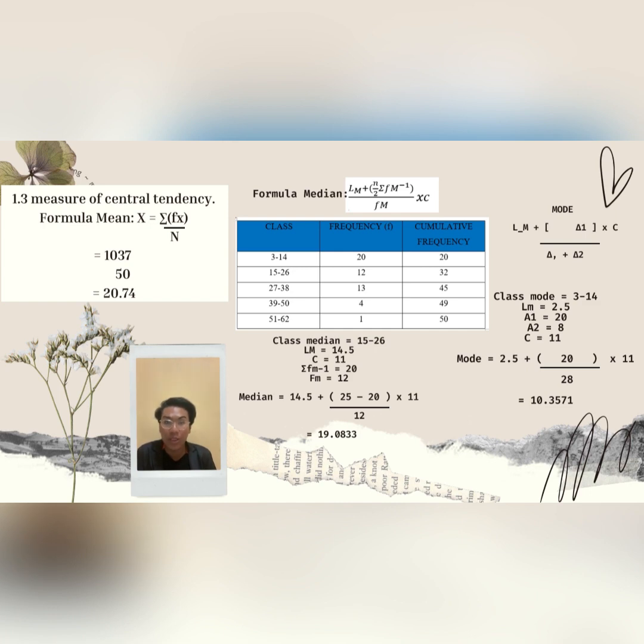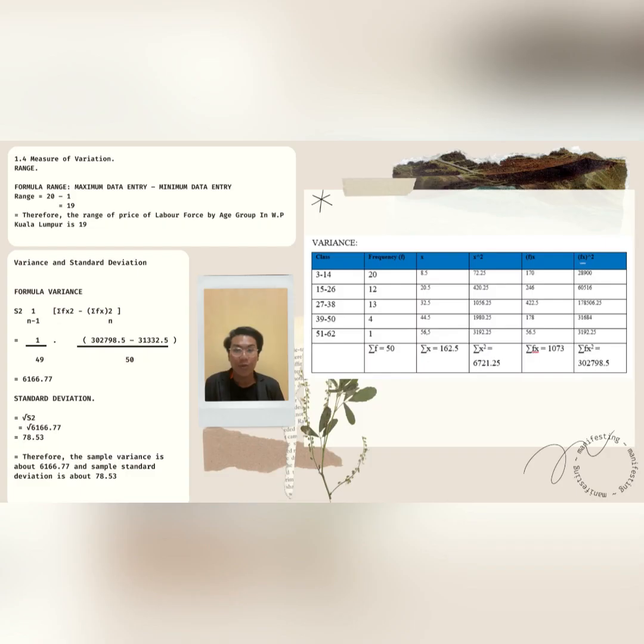For the mode, the way to get it is to take the class with the highest frequency count with the class size, and so on. The last calculation we got for the mode is 2.5 plus 20 divided by 28 and multiplied by 11. The highest number of labor for the age group 3 until 14 in Wilayah Persekutuan Kuala Lumpur is 10.3571.